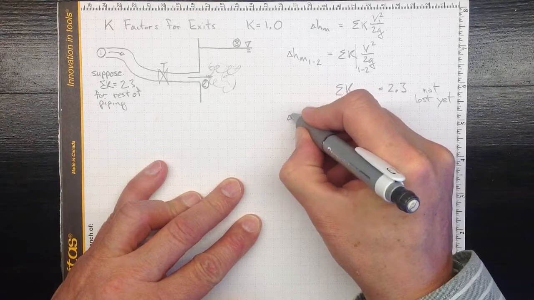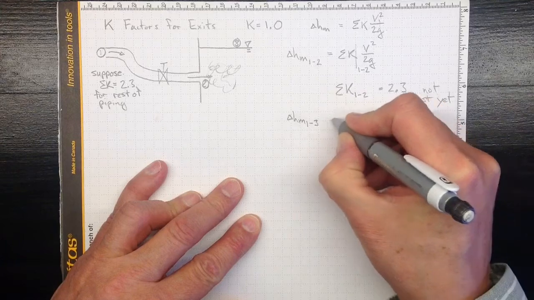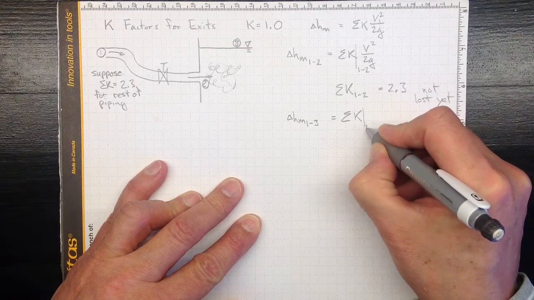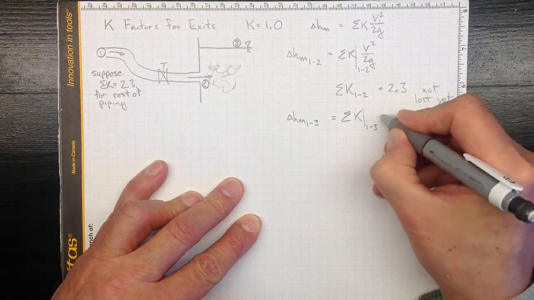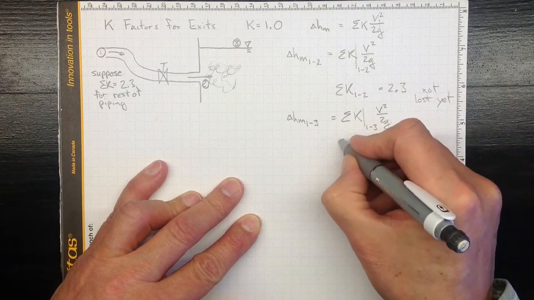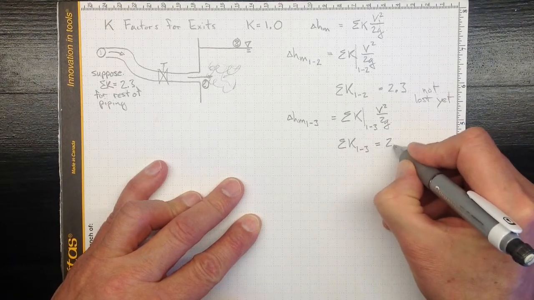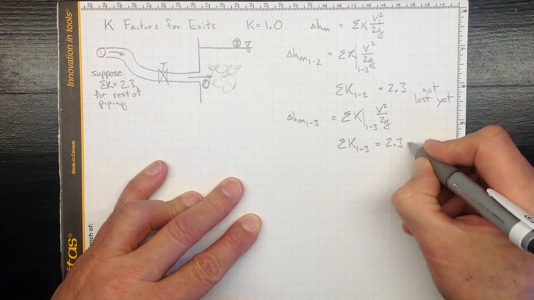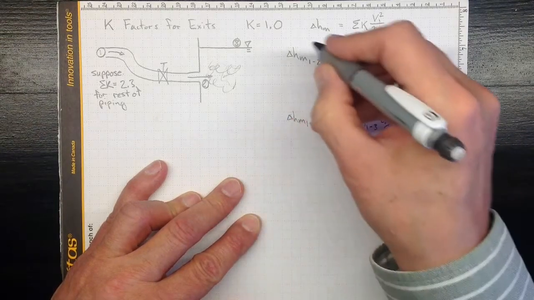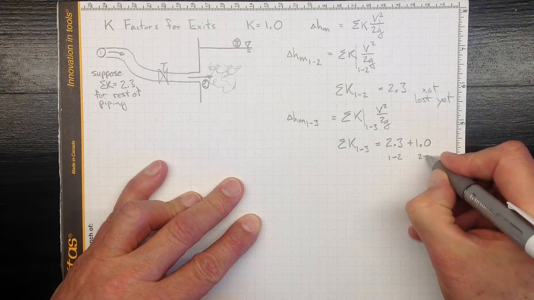So if we were calculating the minor losses from location 1 to location 3, then we would have the sum of the k values, and we need to evaluate that all the way from location 1 to location 3 times v squared over 2g. And the sum of the k factors from 1 to 3 would be that 2.3 from 1 to 2 plus the additional v squared over 2g that we lost between locations 2 and 3. So that's getting us from 1 to 2, and that's getting us from 2 to 3.